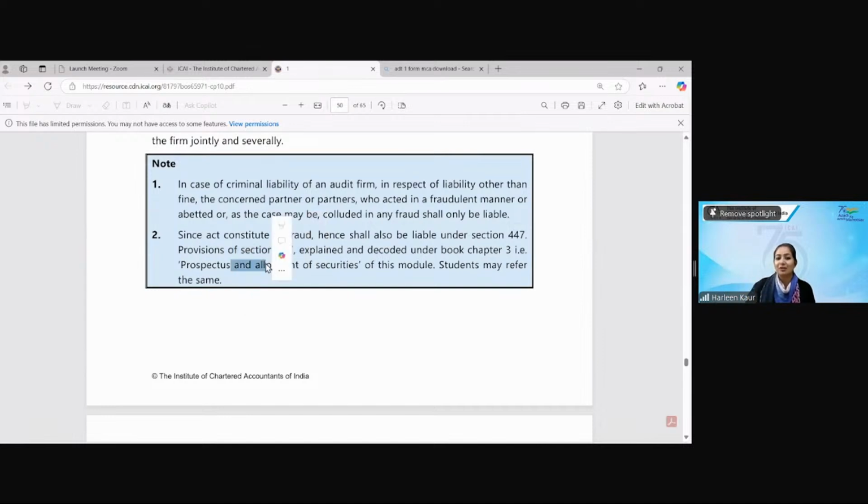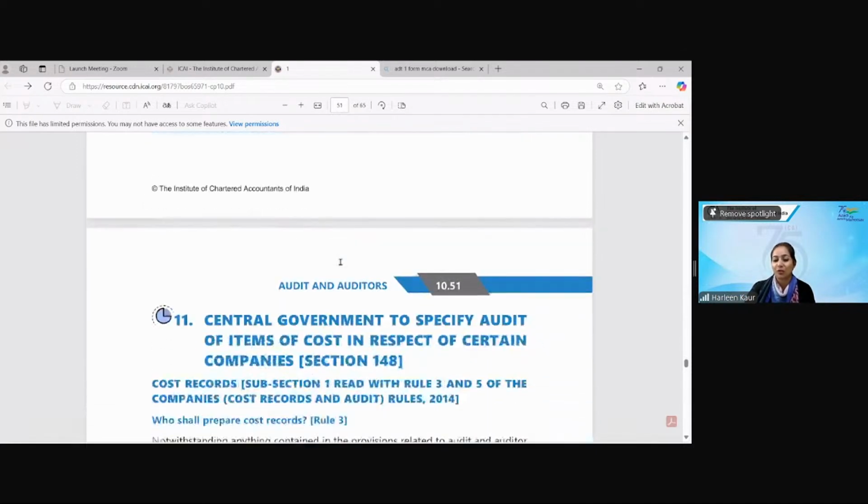I keep telling you, see, they have written it also now. Whenever I mention fraud, I always tell you, please refer chapter 3. They have written it also now for you, that please refer chapter 3 for 447 fraud.